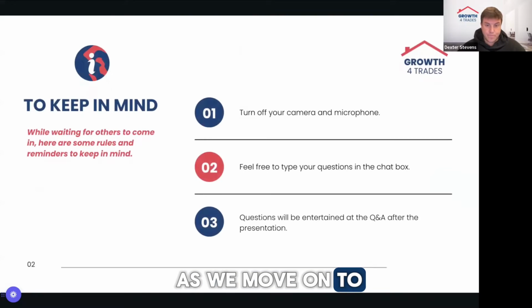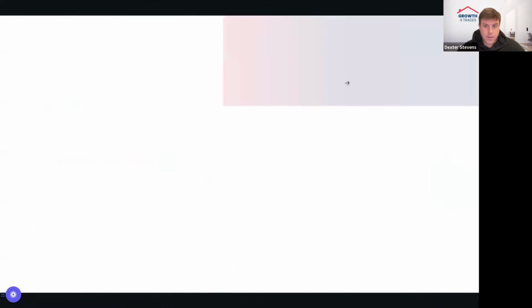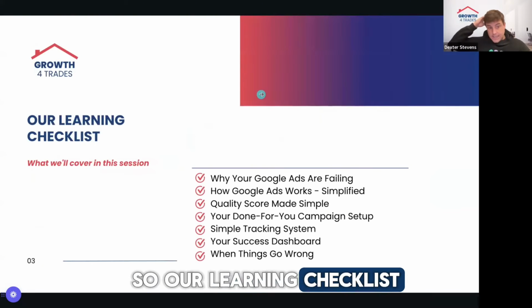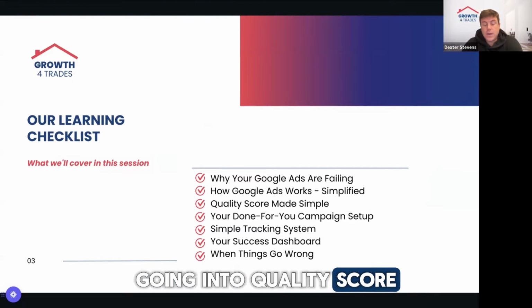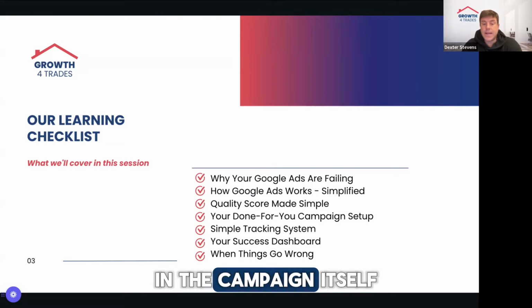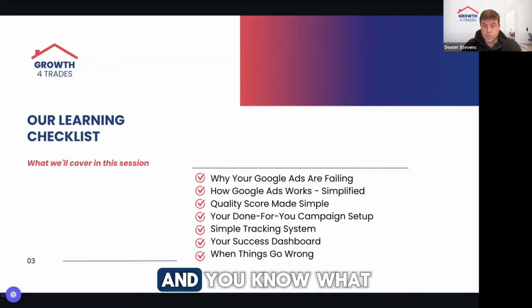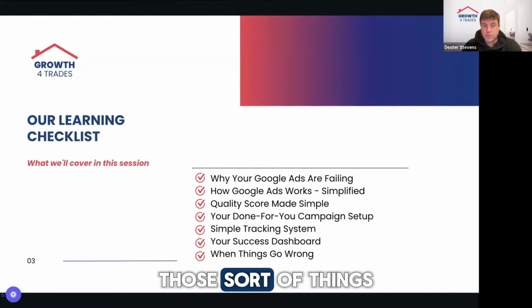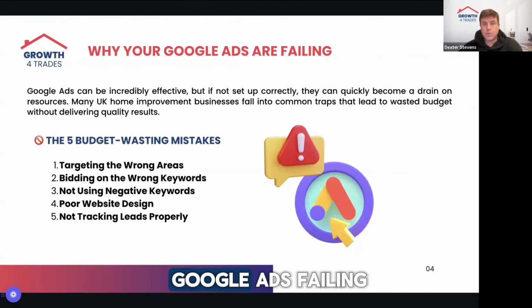So as we move on, going back a slide there, maybe we need to go forward. So our learning checklist today is going to be obviously going into these areas: why your Google Ads are failing, how Google Ads works simplified, going into quality score, which is really a metric that you should be analyzing in the campaign itself, and then obviously ideas on tracking and what to do when things go wrong, those sort of things. So as we move on to the first slide, why are your Google ads failing?